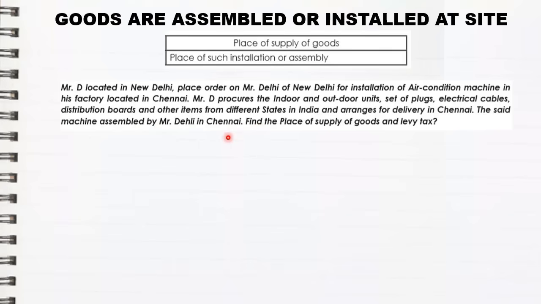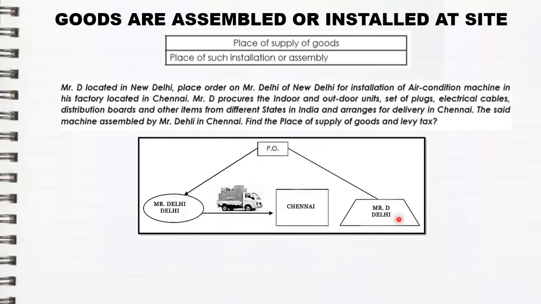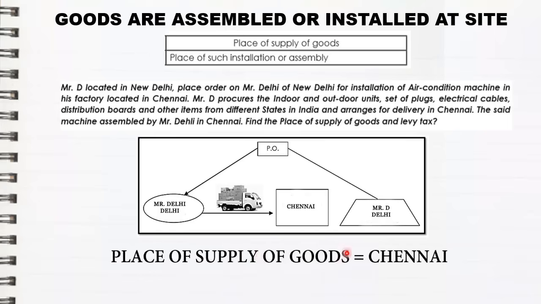So now let us put this example in graphical form. Mr. D of Delhi gave a purchase order to Mr. Delhi of Delhi for buying an air conditioner and various other electrical cables and other instruments. He said he wants to buy, but he wants all his electrical machines to be installed in Chennai. Now according to the rule, whenever the goods are assembled or installed, the place of supply will always be that place in which the goods have been installed or assembled. As per this example, the air conditioner has been installed in Chennai, so here the place of supply of goods will be Chennai.